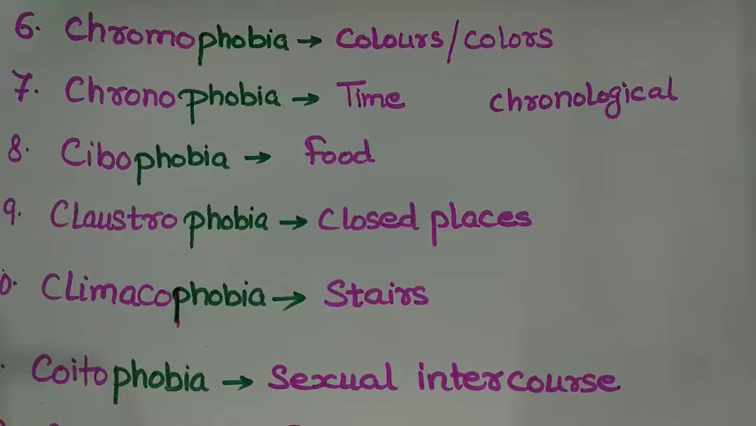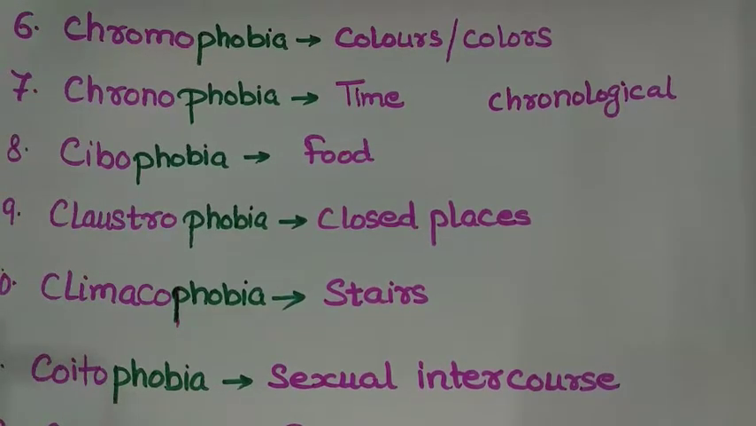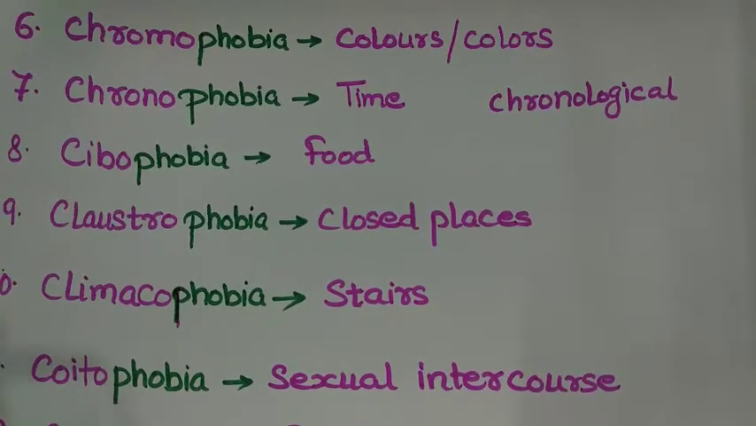Next is climacophobia, and this is a phobia of stairs. You cannot see a lot of stairs, and you cannot go on them, and such a phobia is called climacophobia. Next is cytophobia. Cytophobia is phobia of sexual intercourse. Such a person who has a fear of sexual intercourse is called cytophobic.